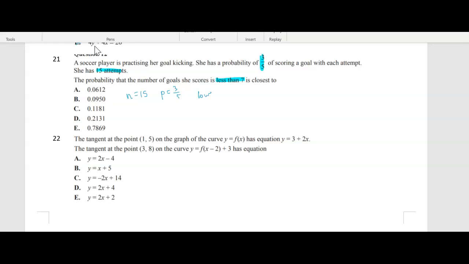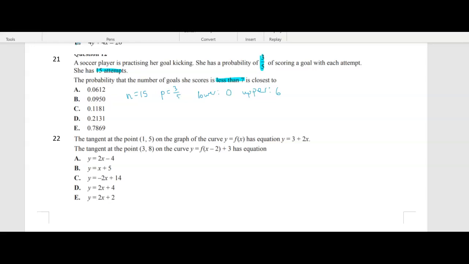So this is why sometimes it's better to write out your lower and your upper limit, because you might forget that we want less than 7. So your upper limit is 6, because we can't have 7. It's not 7 or less, it's less than 7, and your lower limit obviously is going to be 0.